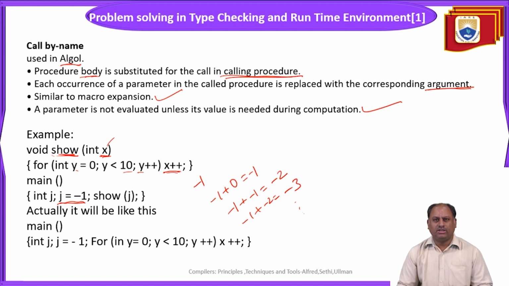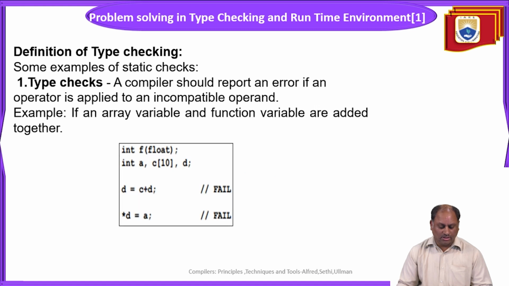So why? Because here we are passing the name. The procedure body is substituted for the call in the calling procedure. Each occurrence of a procedure parameter in the called procedure is replaced with the corresponding argument. So this is the type of structure used in Algol programming.